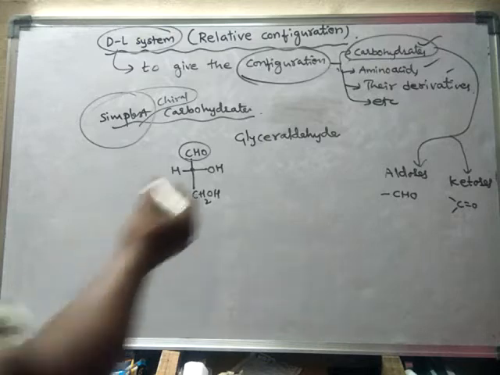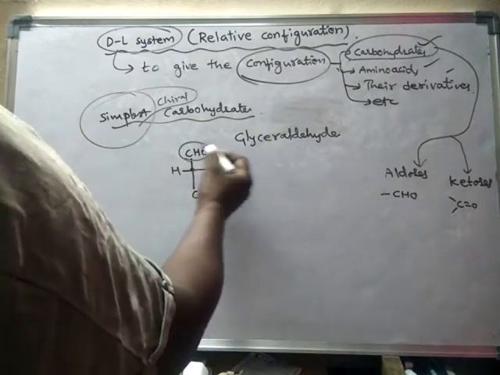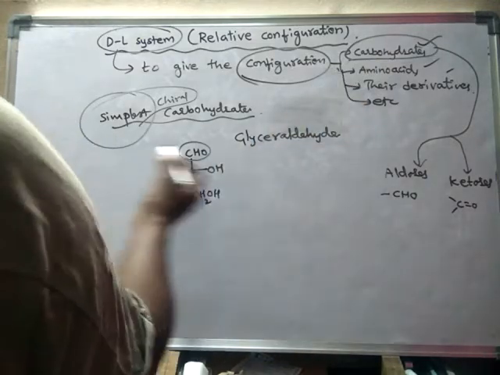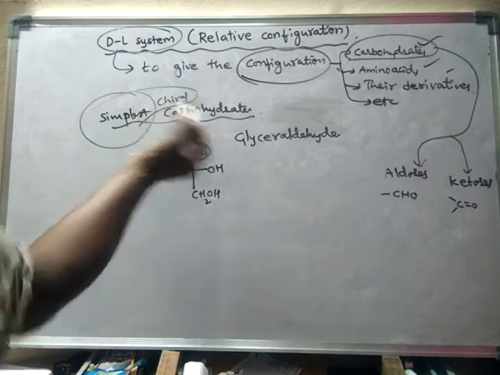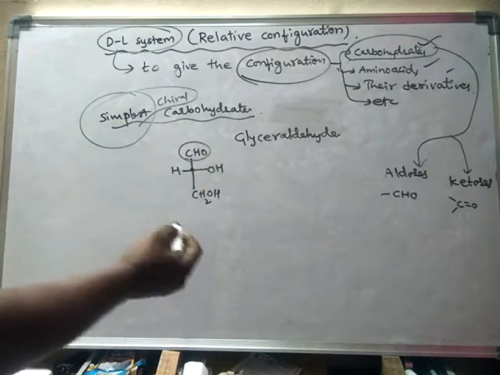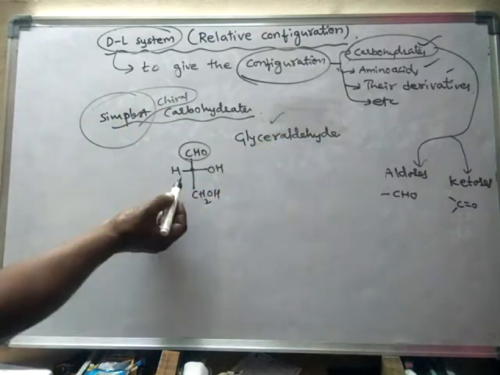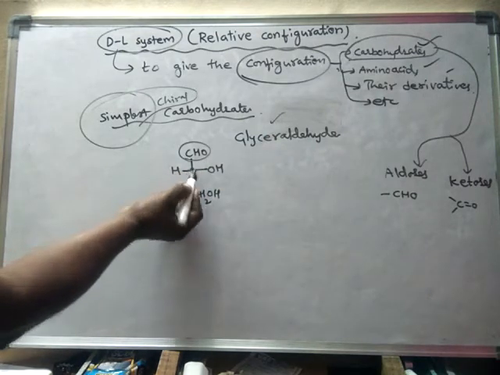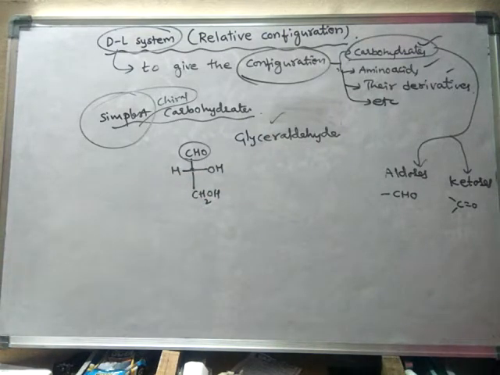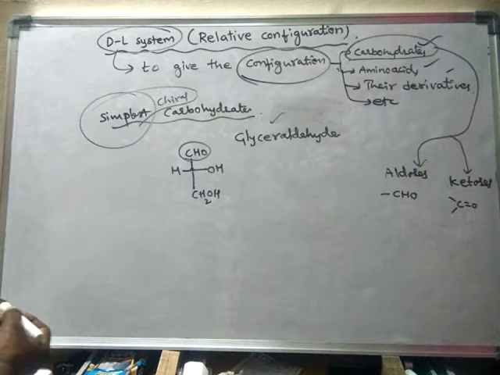The simplest chiral carbohydrate is glyceraldehyde, because this glyceraldehyde has a chiral center. One chiral center is present.